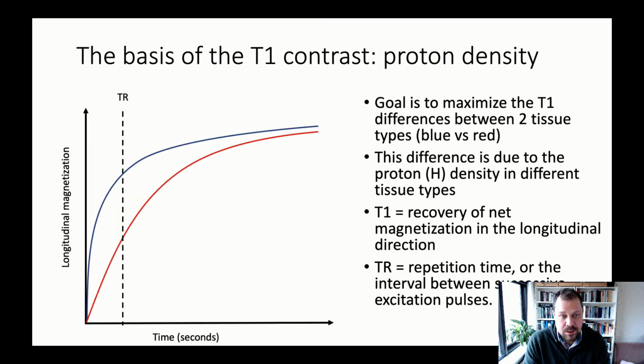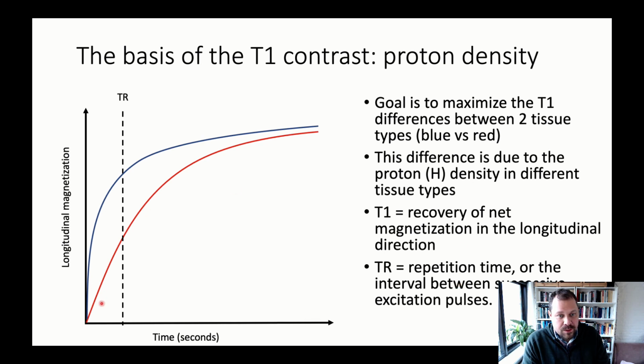And this is an illustration of how this is done. So tissues containing more water absorb more energy and recover more slowly. And that's what's shown here in the red, right? So this is a tissue type that has more water, and in the blue we have a tissue type that has less water. And the goal of structural imaging of the T1 contrast is basically to find a time point where we maximize this difference between these two tissue types. And that is basically where we want to take our measurement and then start the next measurement, right? So this difference is due, again, to the proton density of hydrogen atoms within these tissue types.